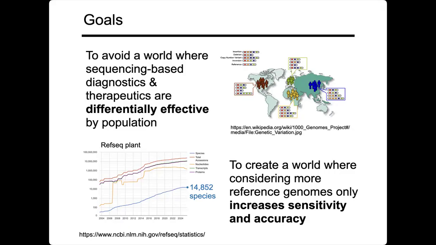So we're trying to reach a world where I like to say more is better. We want to reach a world where the increased availability of high quality assemblies is actually helping. And at the last minute, I swapped in the RefSeq plant plot I usually show there because I know there's many people interested in plants here. But over 14,000 distinct species available in RefSeq and growing.